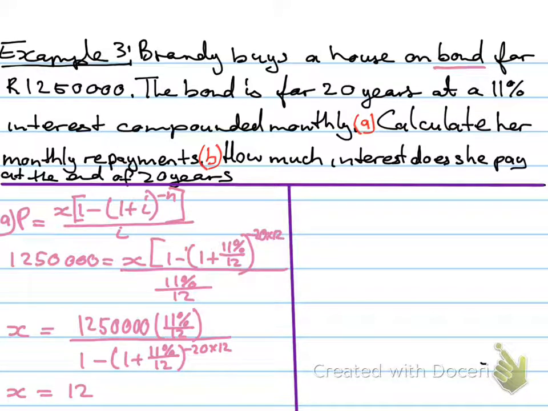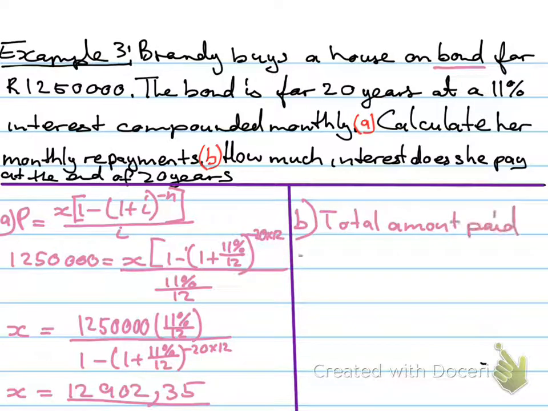And then you punch that into your calculator, you see that the installment will be 12,902 rands 35 cents per month for 20 years.